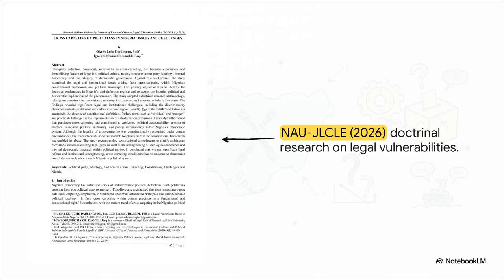To do this properly, I'm pulling directly from some incredible peer-reviewed legal analyses. Specifically, some heavy-hitting doctrinal research from the Nnamdi Azikiwe University Journal of Law and Clinical Legal Education, along with the International Journal of Intellectual Discourse. We're essentially going to treat the 1999 Constitution like a piece of foundational source code. We're looking for the exact vulnerabilities and seeing exactly how political elites are systematically exploiting them.